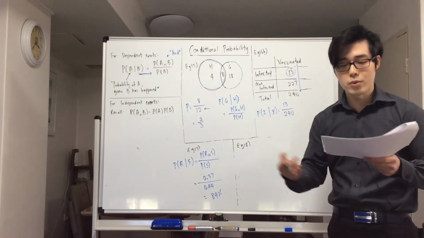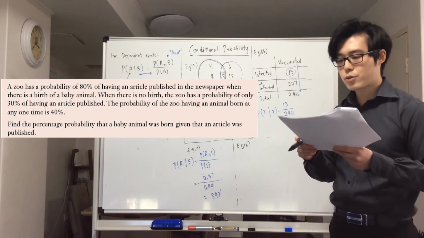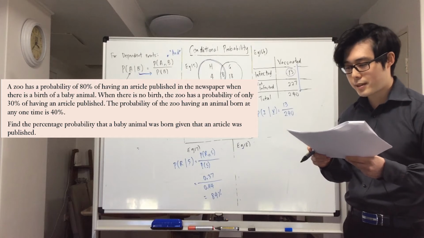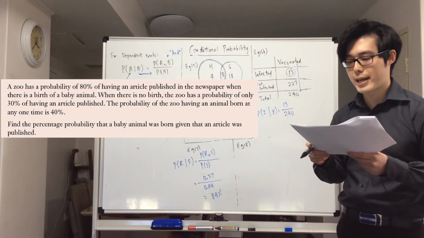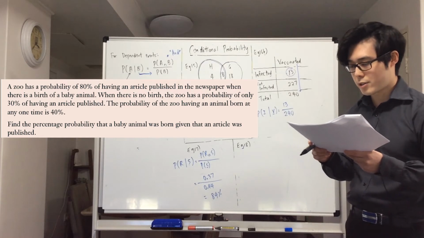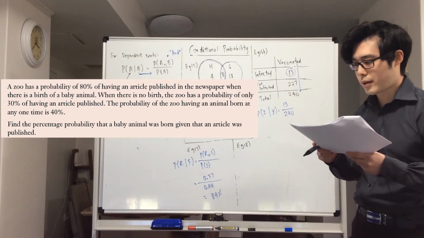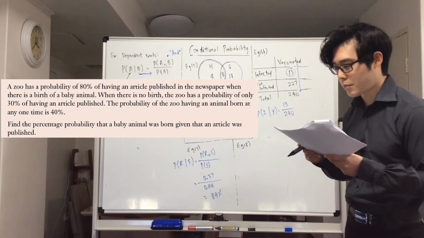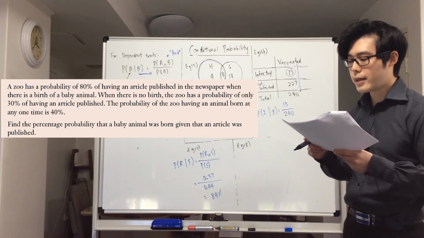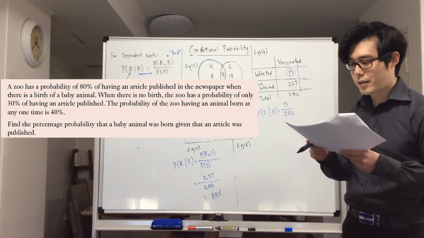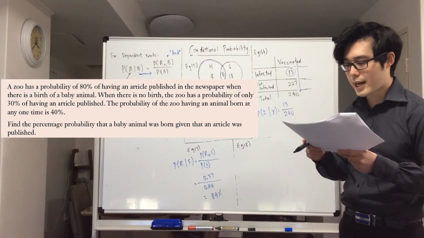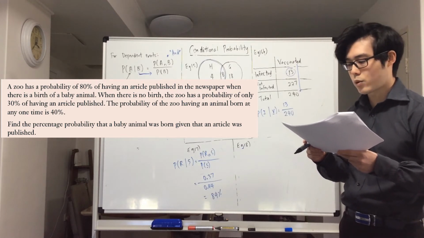All right, let's have a look at example 18 now. Similar problem, but a bit more confusing. It says a zoo has a probability of 80% of having an article published in the newspaper when there is a birth of a baby animal. When there is no birth, the zoo has a probability of only 30% of having an article published. The probability of the zoo having an animal born at any one time is 40%. Find the percentage probability that a baby animal was born, given that an article was published.